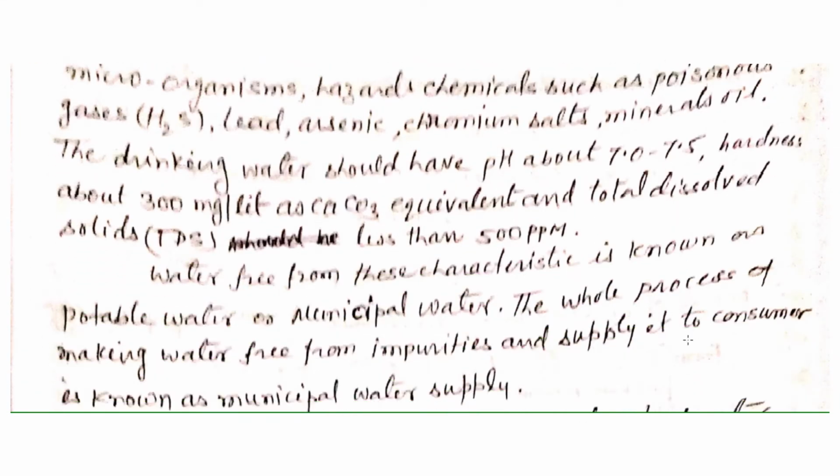WHO has made a general guideline for drinking water: drinking water must have a pH range of 6.5 to 8.5, hardness less than 100 mg per liter CaCO3 equivalent, and total dissolved solids TDS less than 500 ppm. Water with these characteristics is known as potable water or municipal water, and the whole process of making water free from impurities and supplying it to consumers is known as municipal water supply.